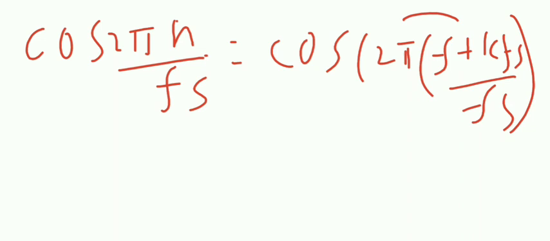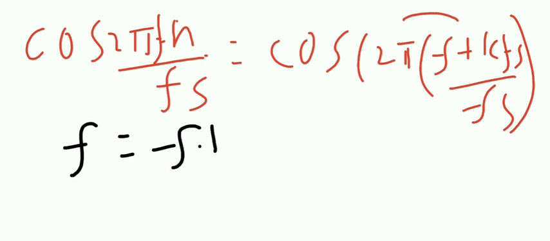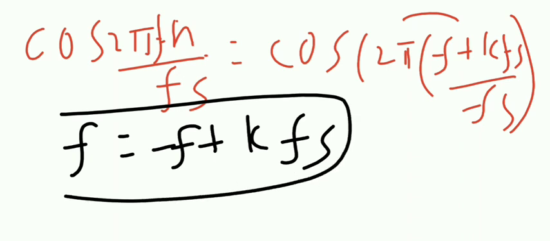So cos(2π fs + 2πk) is cos(2π fs) only. I am writing this in a different form. So the left-hand side is equal to the right-hand side, 2π fn, right? So equating left and right, f is equal to f plus k fs. This is a very important formula we have to remember.